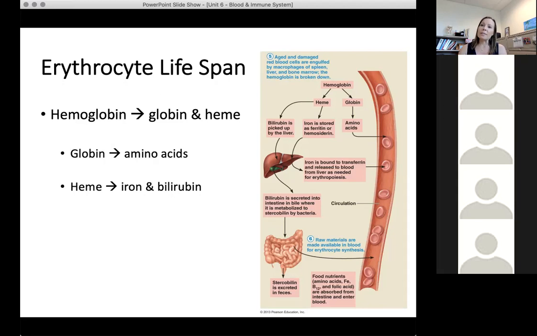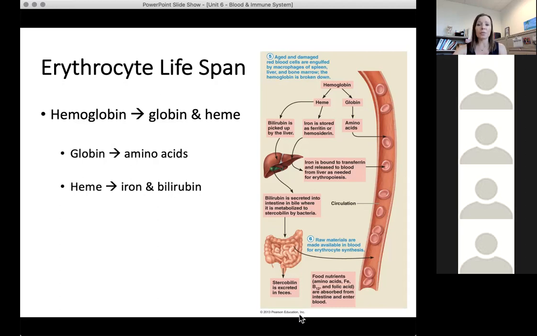Okay, the rest of the heme group, not the iron part, but the rest of it is converted into bilirubin. And we've talked about that a couple of times. That's that yellowish pigment that's in the liver and it gets transferred into bile, which then gets secreted into the intestines if your body is digesting fat.